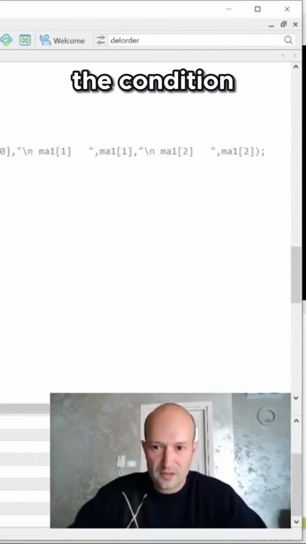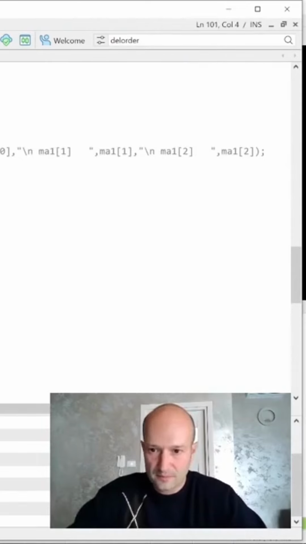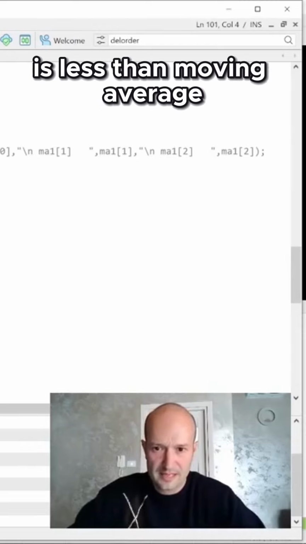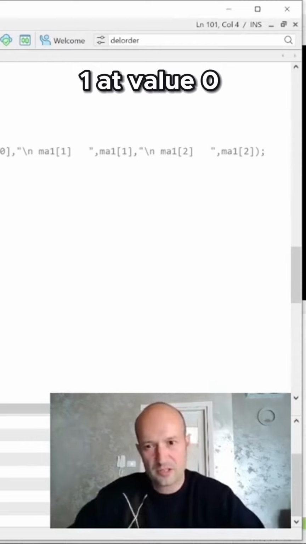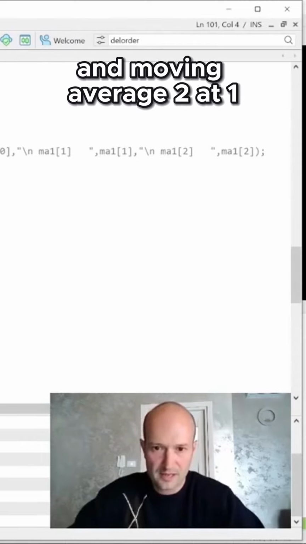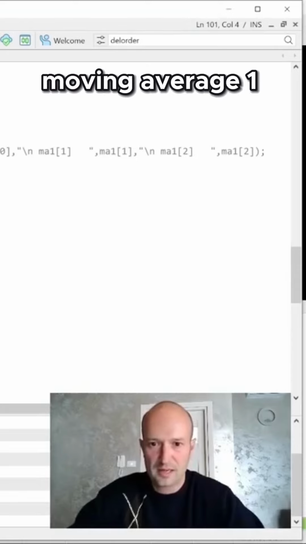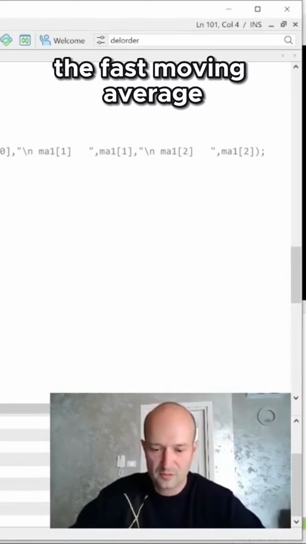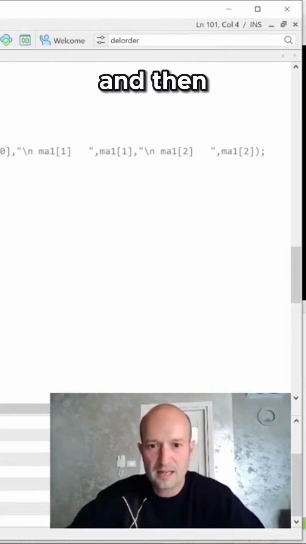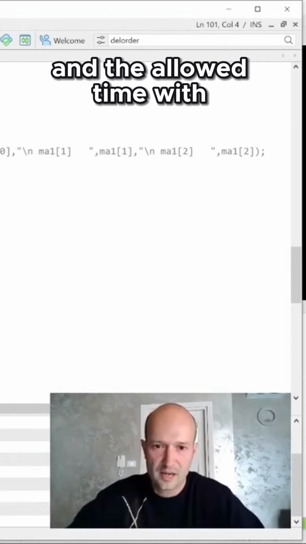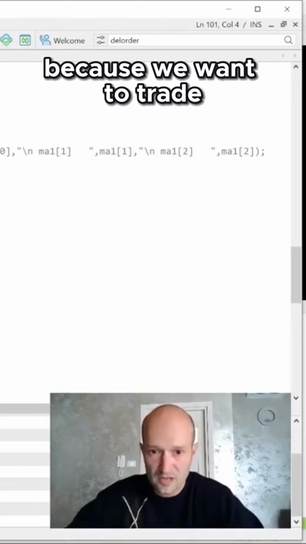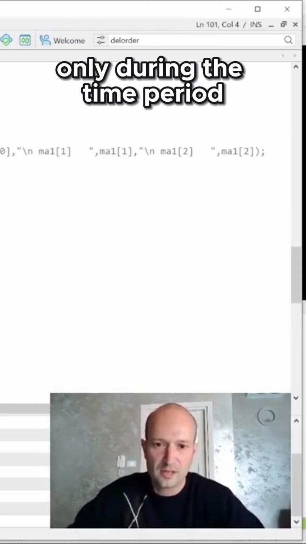So I'm going to set up the condition to execute a buy. I put an if, so if moving average 2 is less than moving average 1 at value 0, which is the farthest one, and moving average 2 at 1 is greater than moving average 1, this means that we have the fast moving average crossing above the slow moving average from below. And then we add this condition and the allowed time with and, so all three must be valid because we want to trade only during the time period we've chosen.